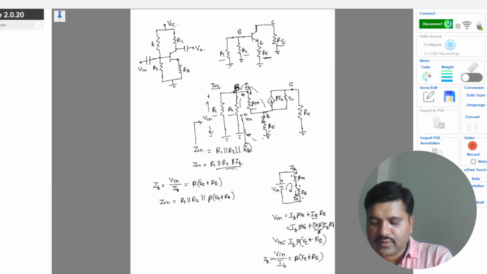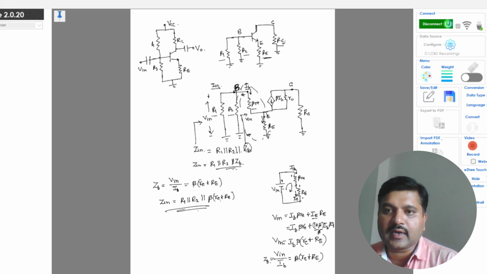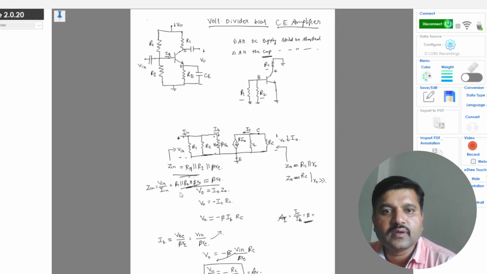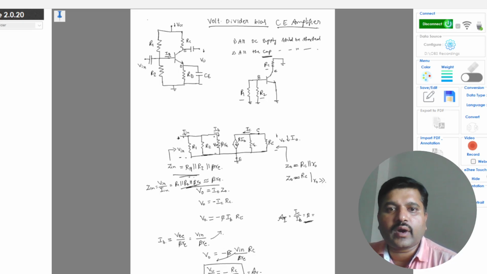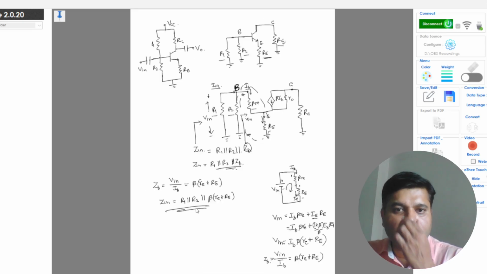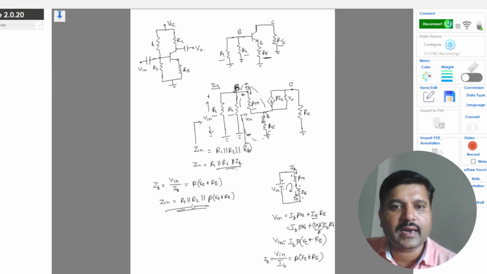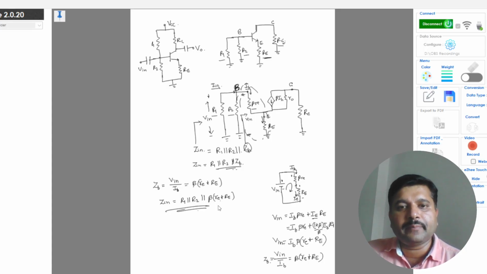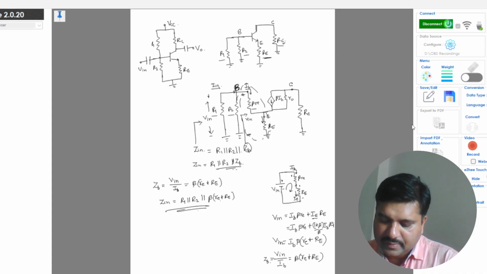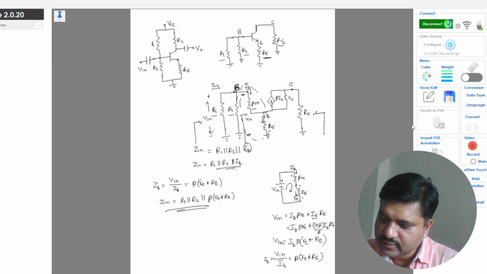Now if you see this input impedance compared to the previous, the input impedance was R1 parallel to R2 parallel to beta re, which is approximately equal to beta re. But here, what happens? The input impedance has increased. So here it is R1 parallel to R2 parallel with beta re plus capital RE. So the input impedance has increased. Similarly, we'll find out the output impedance.